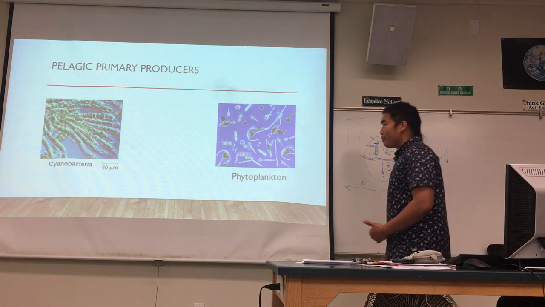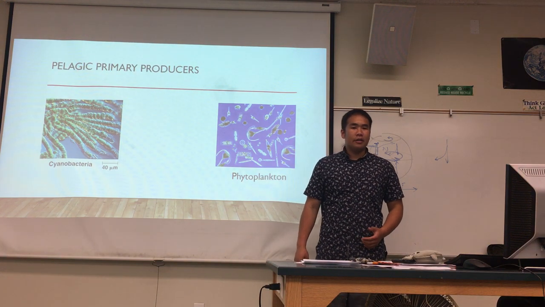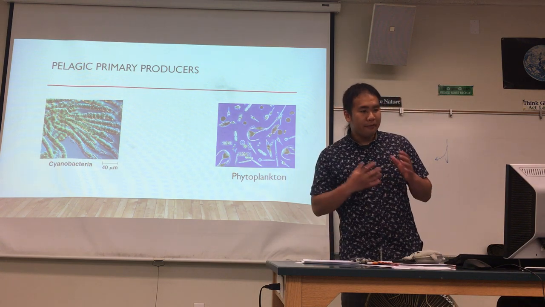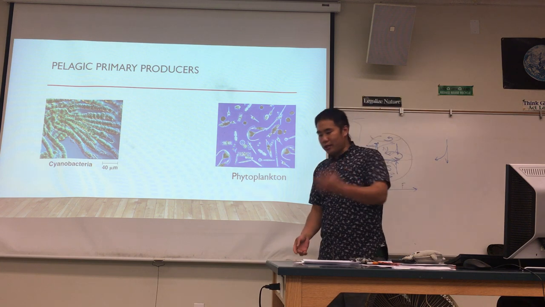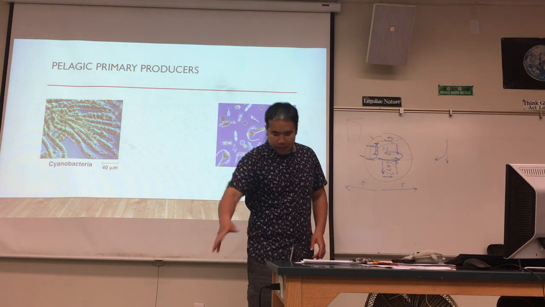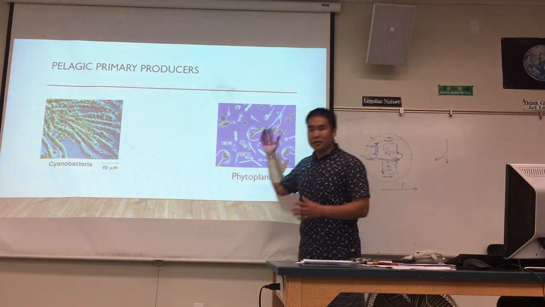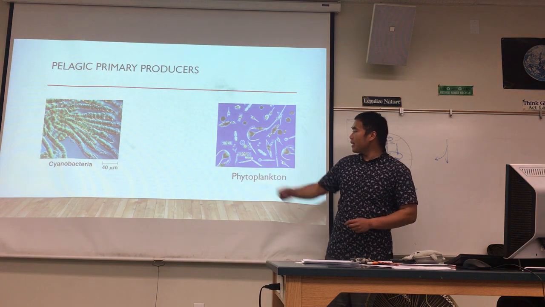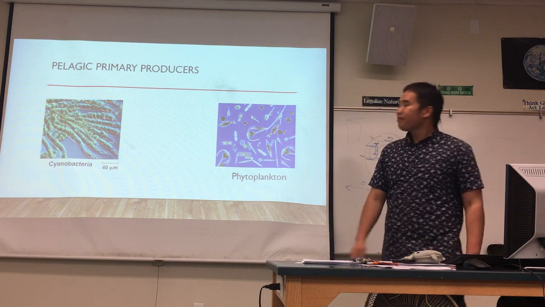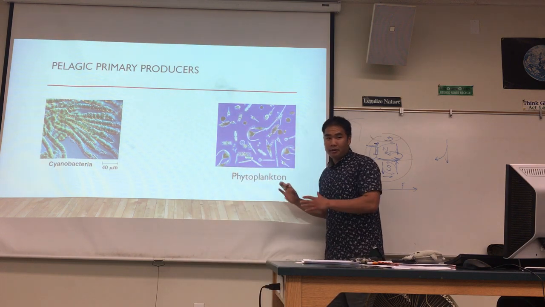The pelagic primary producers. That's what I'm gonna call them now. Pelagic means living in the open ocean, all right? So if you ever hear that word pelagic used to describe a fish, then that fish swims around in the open ocean. It does not swim around rocks or anything. So you've got fish that live on the bottom, demersal fish, and fish that live in the middle of the ocean, pelagic fish. And these primary producers are floating around in the middle of the ocean, so we call them pelagic primary producers. Okay, and we have two types, cyanobacteria and these phytoplankton over here.